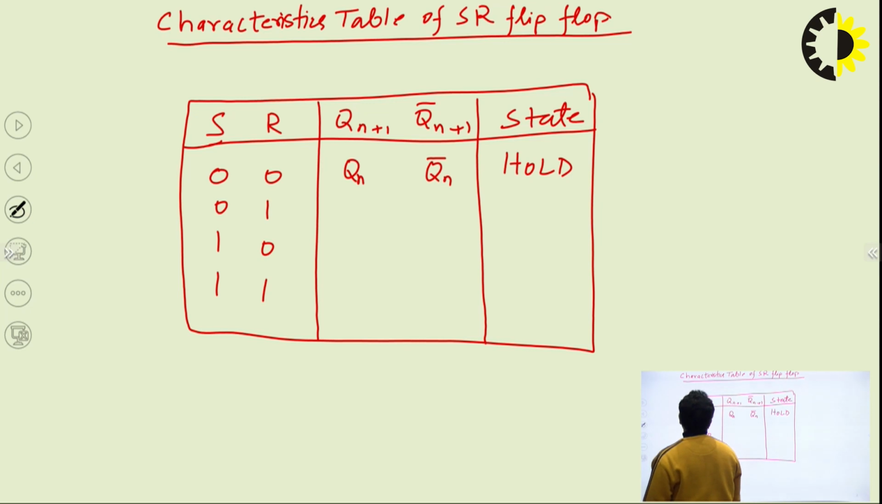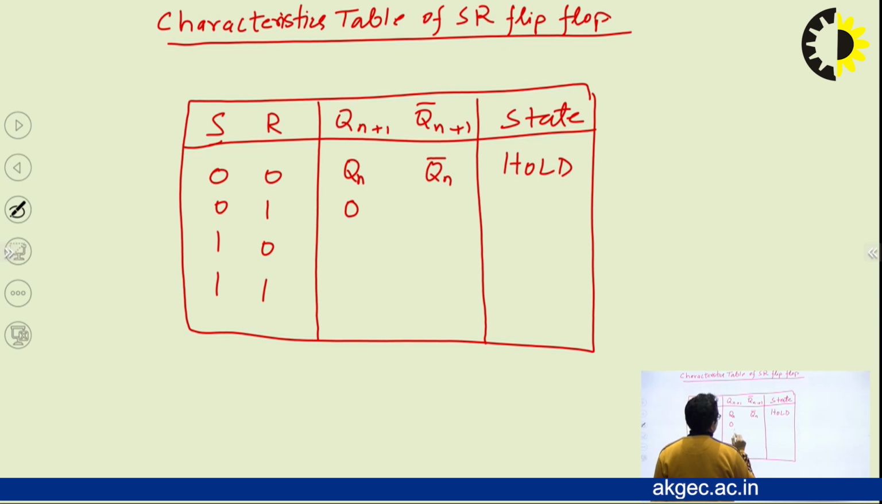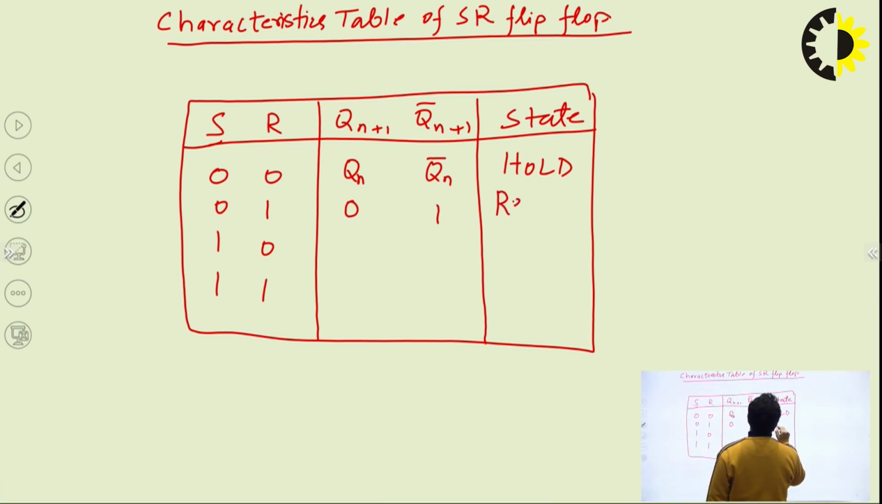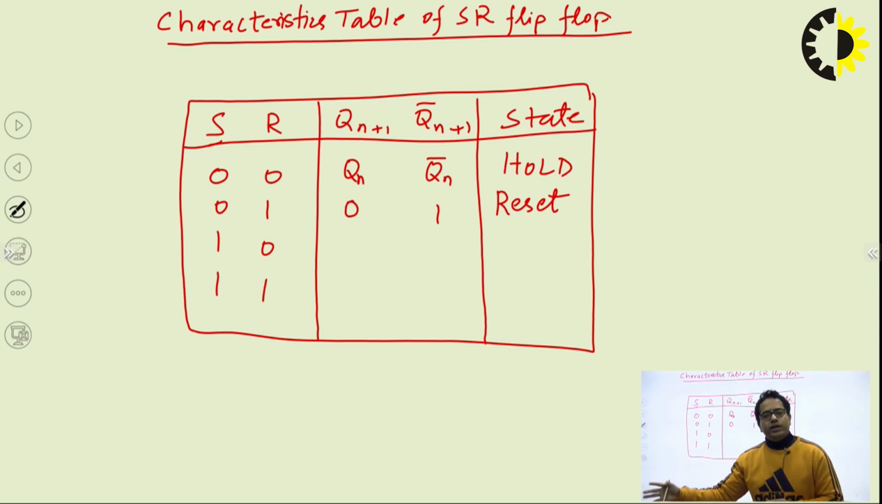Now, in the next case, when we provide an input to R, that means we are giving 1 to the reset terminal, your output will enter the reset state and the complemented output will be 1. This is called the reset state. Next, whenever you provide an input to the set terminal, by its name it will set the output, which means it will put the value 1 at the output.